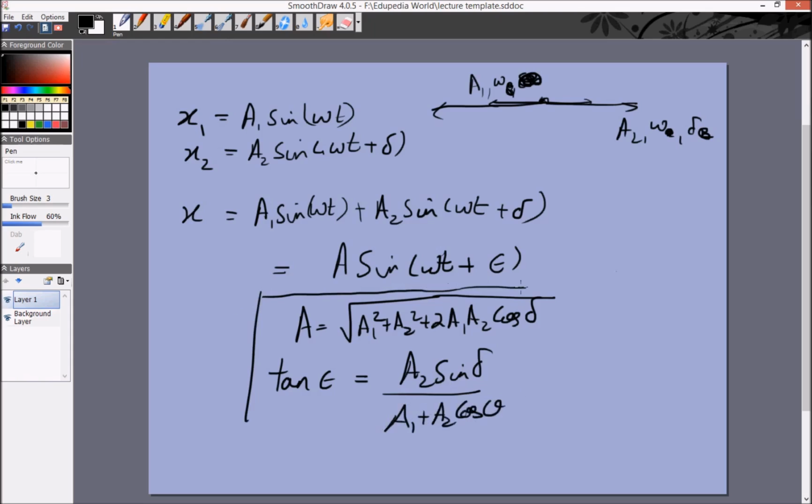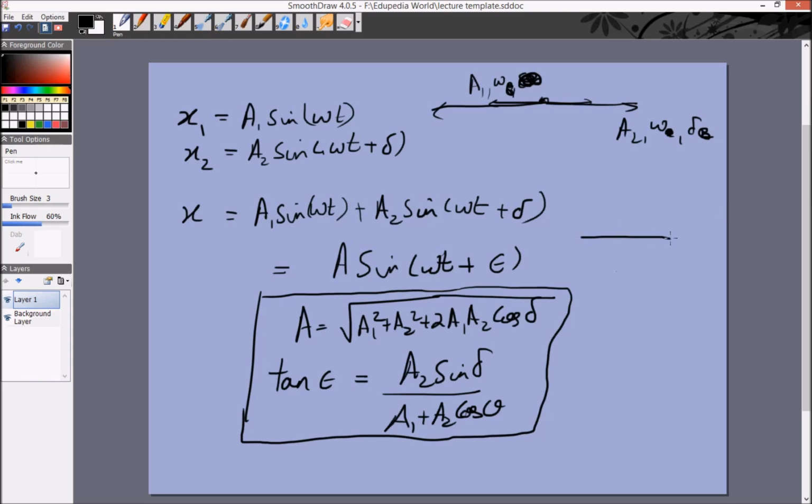A squared plus b squared plus 2ab cos theta, and b sin theta by a plus b cos theta. These are the results which would happen if we add up two vectors. And here we see a nice, interesting relationship: the addition of simple harmonic motion in the same direction is just like the addition of vectors.